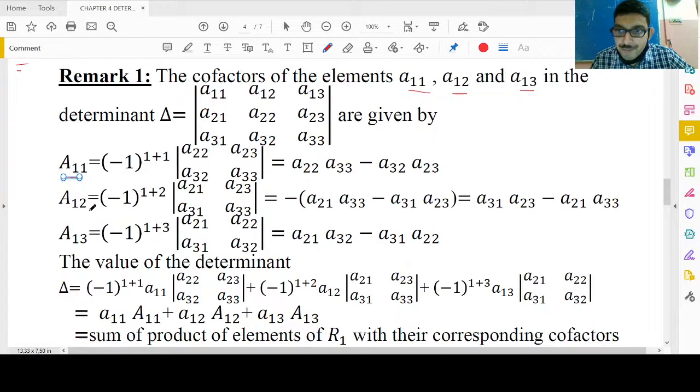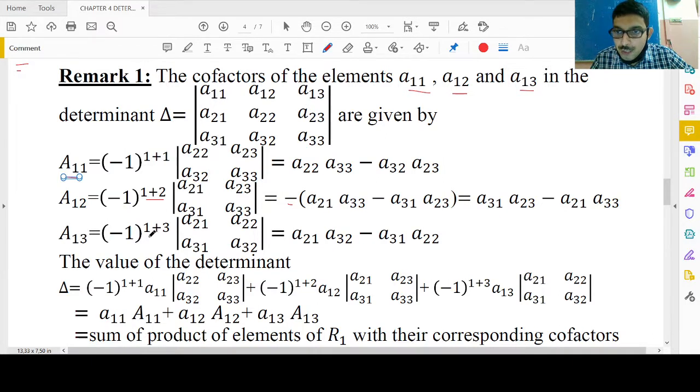Now the cofactor of A12, that is first row, second column. It will be minus 1 to the power 1 plus 2. Then delete the first row, second column, and the remaining determinant is A21, A23, A31, A33. Because it is in the first row, second column, the sign is negative. You expand the determinant, A21 A33 minus A31 A23, then the negative of that will be A31 A23 minus A21 A33.